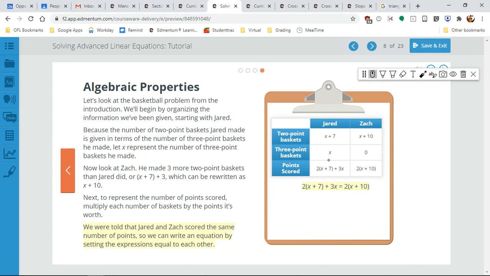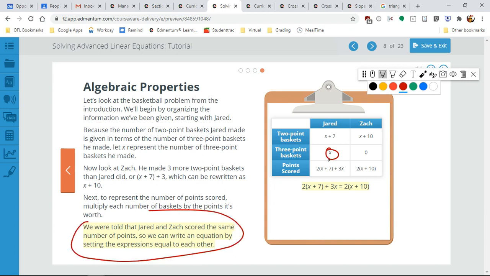And then once we know what x is, because we're saying that they scored the same number of points, somehow they scored the same number of points between themselves. So we can make these equal. Once we make them equal, we know how many 3-pointers they shot. Does that make sense, guys?